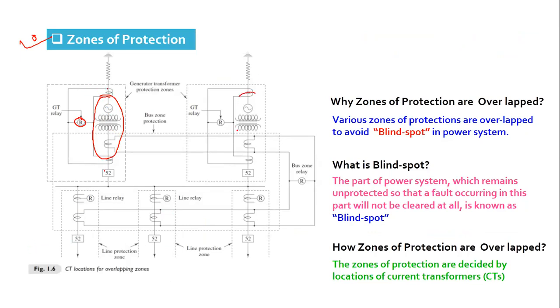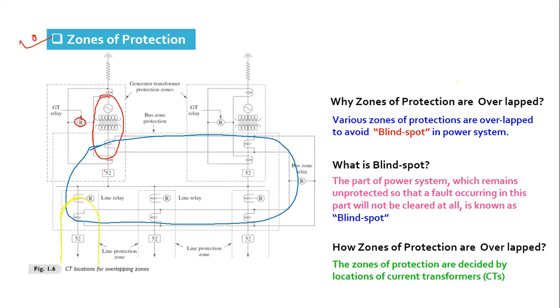So these are the different zones of protection you can see here. And these zones of protection are overlapped. If we see here, this zone of protection is overlapped with this bus bar zone of protection, you can see. Likewise, all the other line protection zones, like this one, are overlapped with the bus bar.